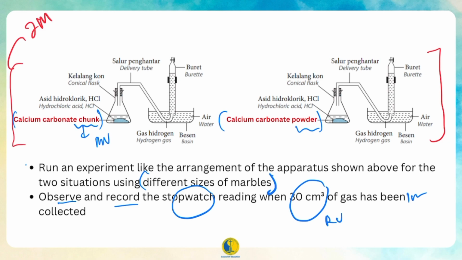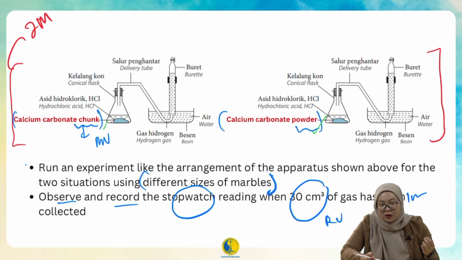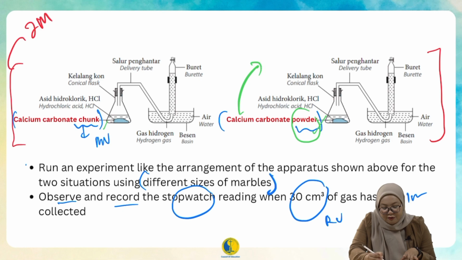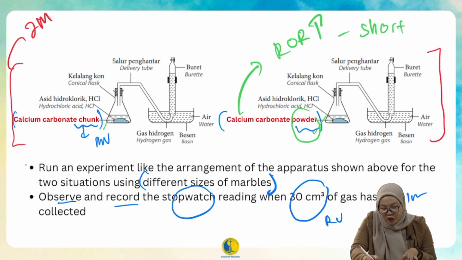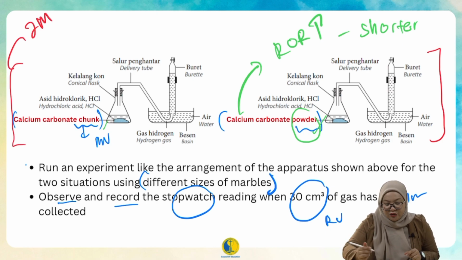In your point of view, whether using chunk or powder, which can collect 30 cm³ of gas fastest? If we use powder, then the rate of reaction is higher, meaning you can collect the gas in a shorter time. You don't have to justify that; this is just a note for you.